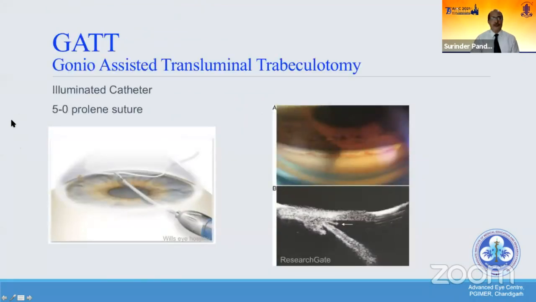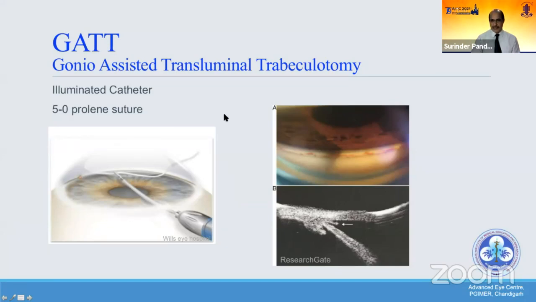The other procedure we're going to talk about is GATT, gonioscopy-assisted transluminal trabeculotomy. This can be done through an illuminated catheter or a 5-0 Prolene suture. The illuminated catheter is specially designed and can be pushed through the Schlemm's canal. Because it has an illuminated tip, you can follow it through and know where the probe is going.